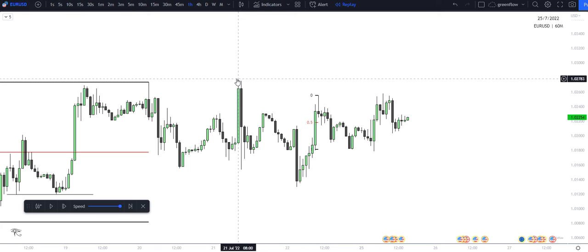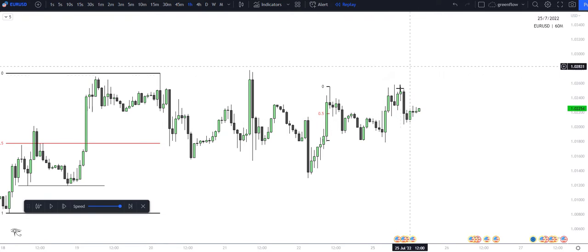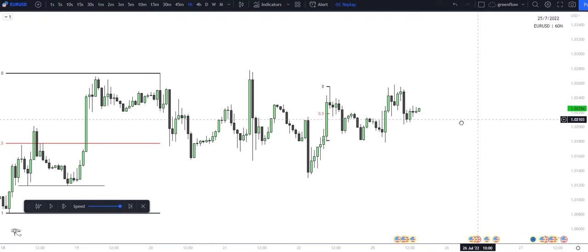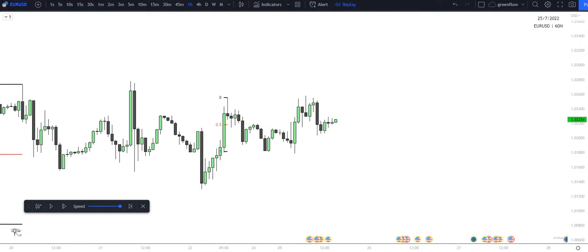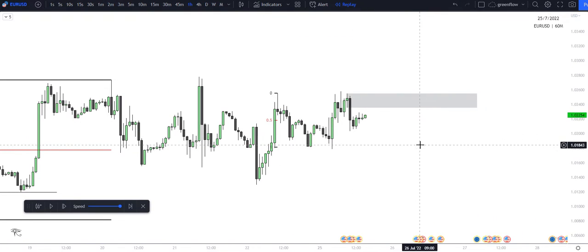After the raid, after all the shorts from this range to this range were taken out of the trade, we get a break of structure to the downside, introduction of supply with a clean displacement candle that is formed. I have an institutional candle as well as a candle before the candle that broke structure to the downside, an area of supply that I can now be looking to take this trade off of.